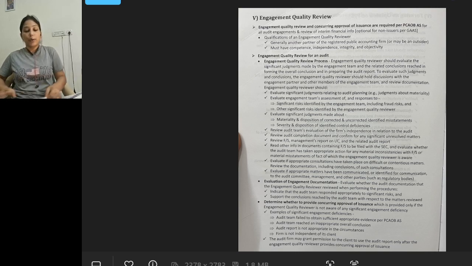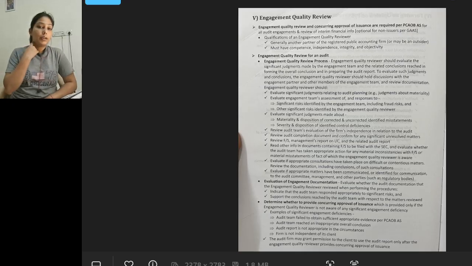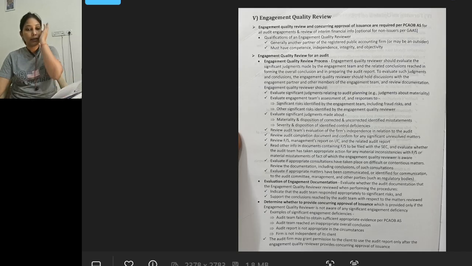So this was all about the engagement quality reviewer in the audit. It is required as per the PCAOB, and non-issuer firms can optionally get their audit reviewed by the EQR.